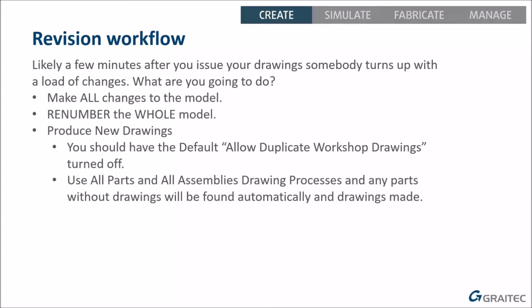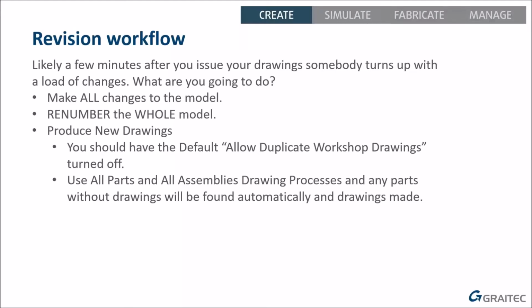So you need to create all the new drawings for any new parts that may exist, but you don't even really know if any new parts exist. But that's easy to do. There is a default in the system called Allow Duplicate Workshop Drawings. And for 99% of you, at least, that should be turned off. There's only a handful of people who need that turned on for special reasons. Normally that's turned off, so you can't have the same part or assembly drawn twice.